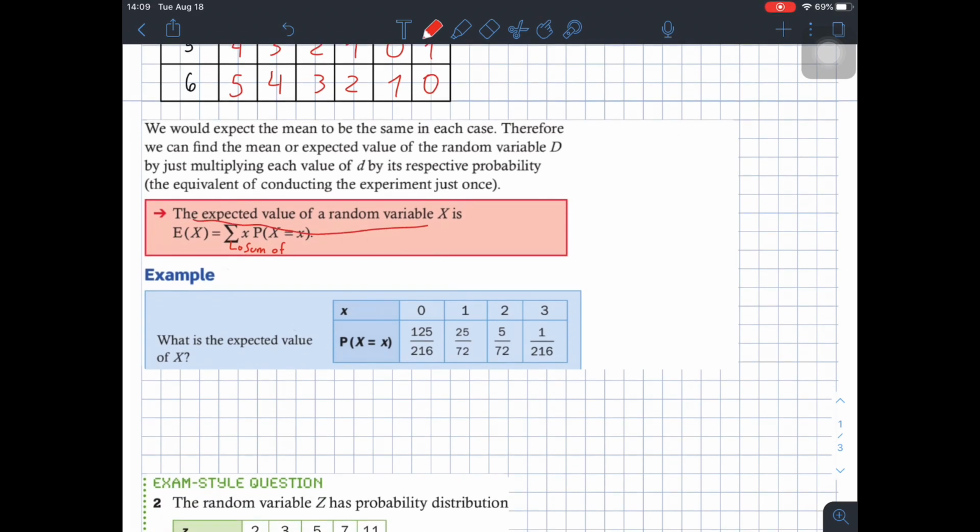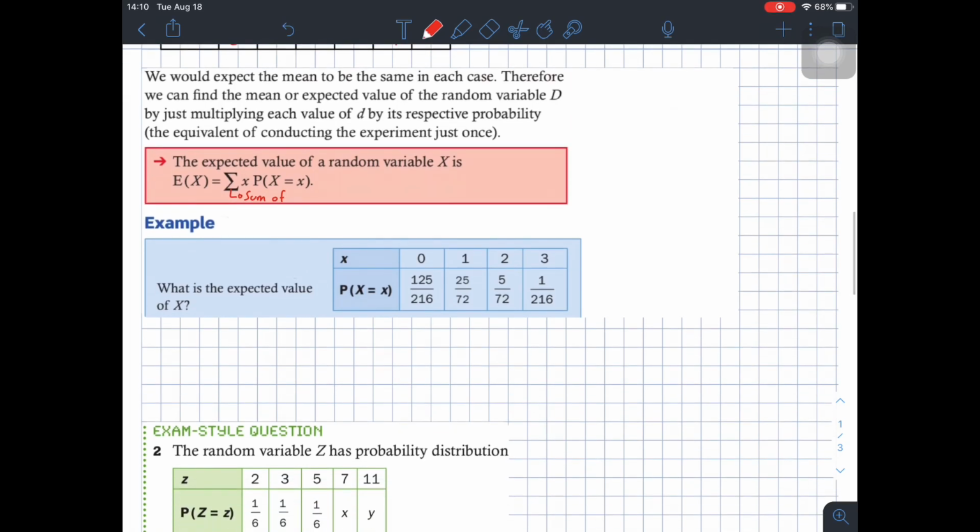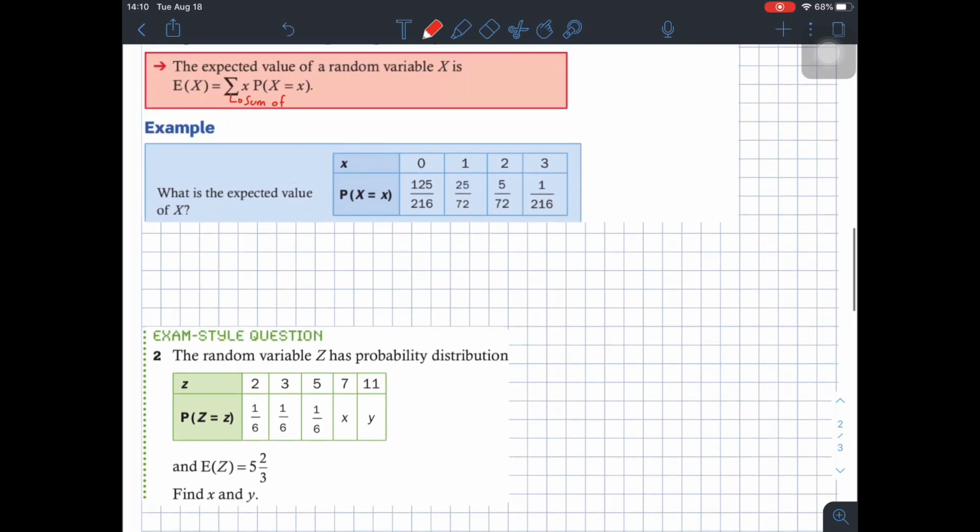The expected value of a random variable x is equal to the sum of the product of each variable times its probability, okay? So it's basically this times this, plus this times this, plus this times this, plus this times this. We multiply and add up all of those terms and we get the expected value, okay? That's the concept of expected value. So let's do two examples in order to ground this concept.